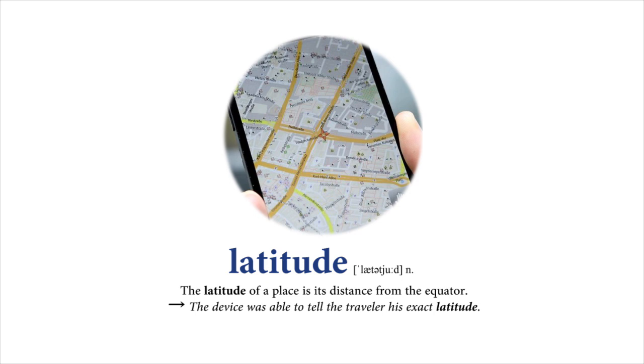Latitude. The latitude of a place is its distance from the equator. The device was able to tell the traveler his exact latitude.